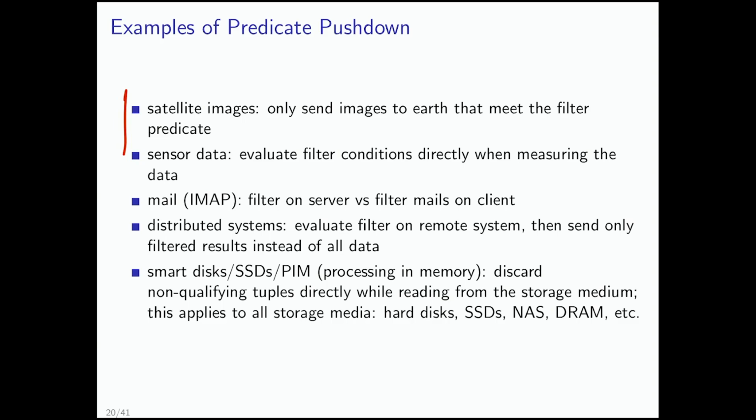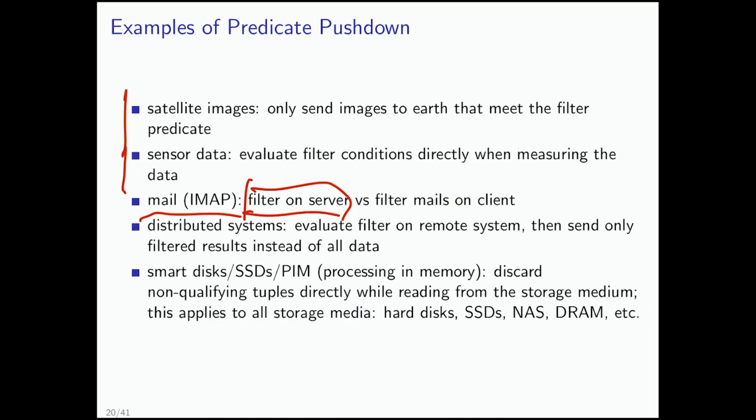For sensor data, it's a similar thing. Yeah? So assume you have a temperature sensor in the room, and every minute it measures the temperature. So why do you send it every minute? You could send it when it changes. Maybe it's an easier idea. Yeah? Just send it if there's a difference. In mail protocols like IMAP, you have the option to filter on the server versus filter mails on the client. Yeah, for a large folder hierarchy of mails, maybe it's so much easier to filter it on the server and just send down the qualifying mails to the client. And that's the general pattern in distributed systems.